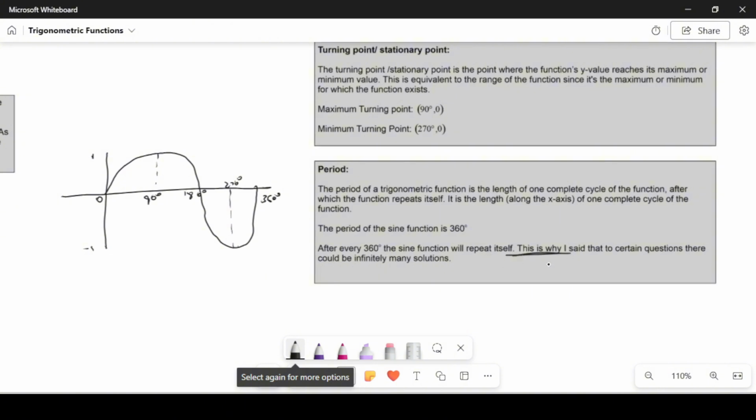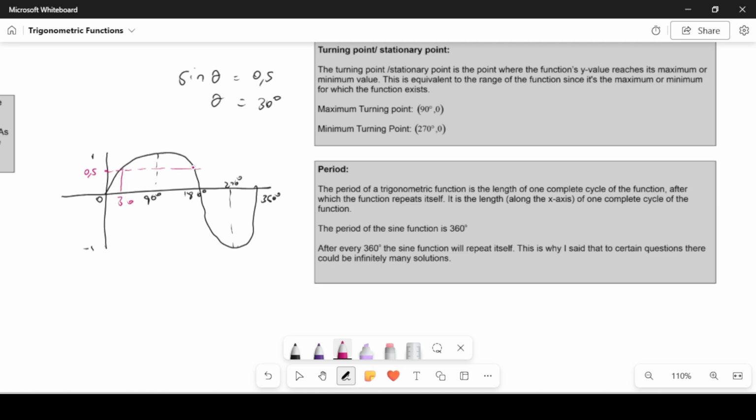And I want you to write this here. This is why I said that for certain questions, there could be infinitely many solutions. When we said sine of theta equals 0,5, you put this into the calculator, you got an answer of 30 degrees. But if you look at this, half is somewhere here, 0,5. If I come down here, this is 30 degrees. But see here, there's another solution here.